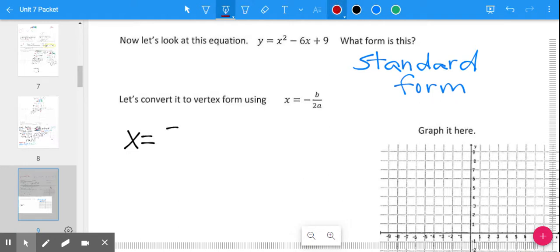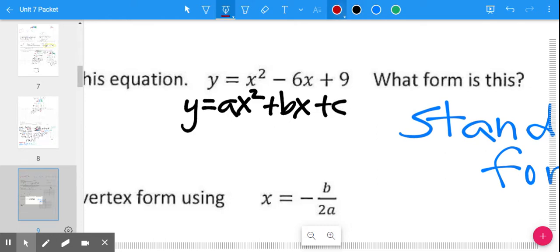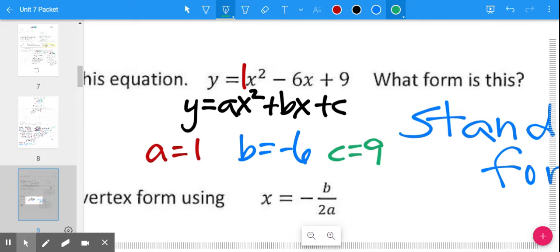So we forgot to label our parts. So in this, we have y equals ax squared plus bx plus c. So because a is touching the x squared, there's that implied 1, so a is 1. b is touching just the singular x, so b is negative 6. And then c is at the end, it's your constant, so it's that 9.